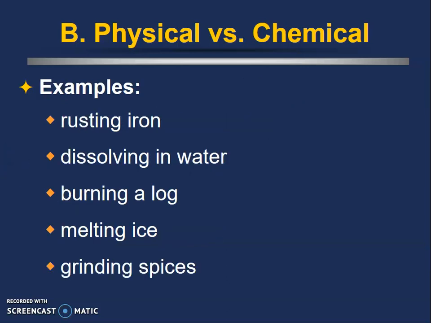Let's look at some examples. All right. So for each of these, you take your guess before I answer. Do you think it is a physical change or do you think it is a chemical change? When iron rusts, that is chemical. Oxygen in the air is actually interacting with the iron and causing a chemical change.